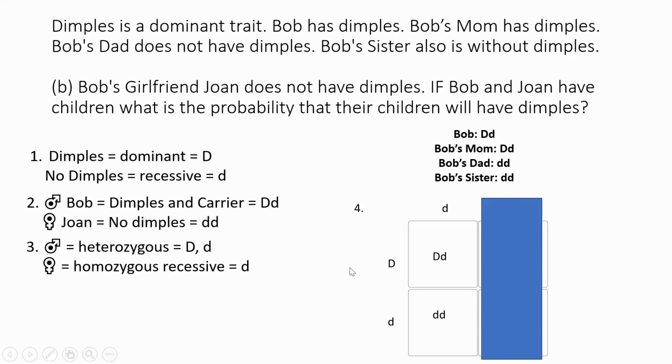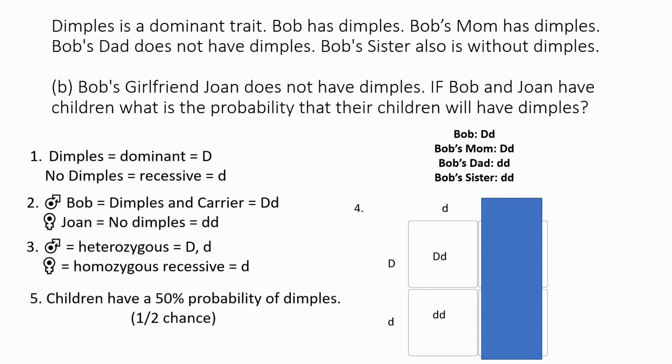Take a second here and try to answer what the probability would be that their children will have dimples. Three, two, one, and children have a 50% probability of dimples, 1 out of 2 chance. This one is dimples, the heterozygote, because it has a dominant allele. This one is 2 recessive alleles, so no dimples.